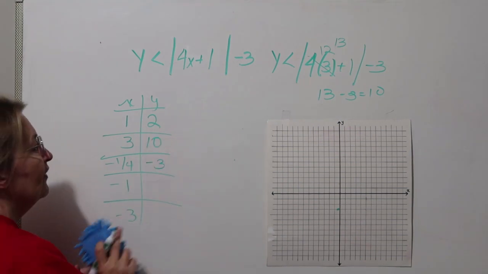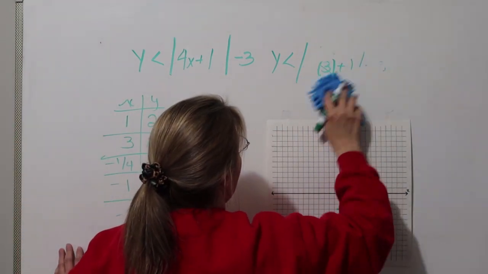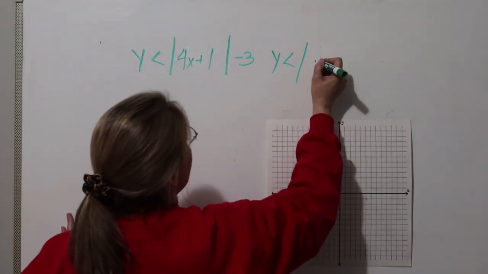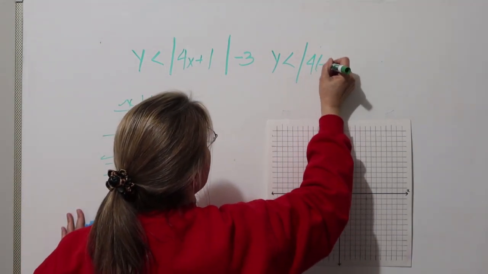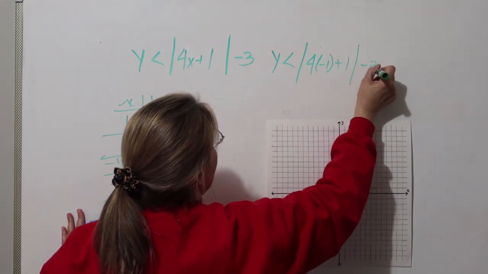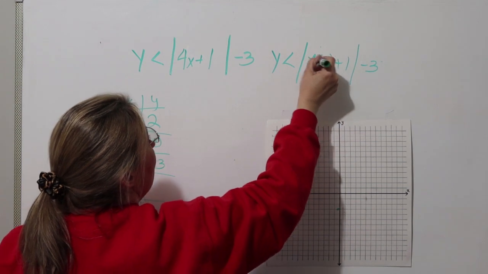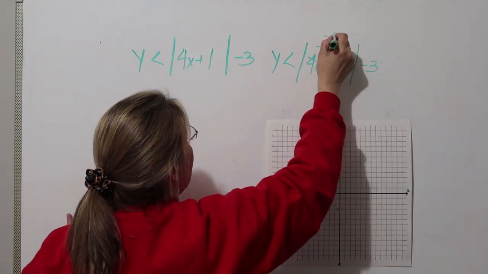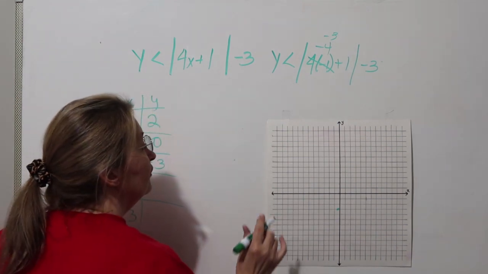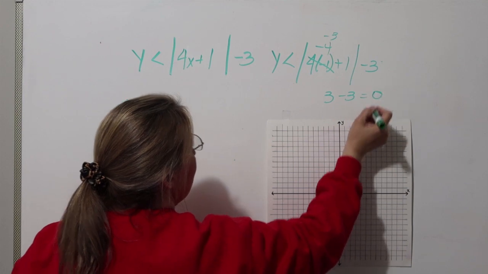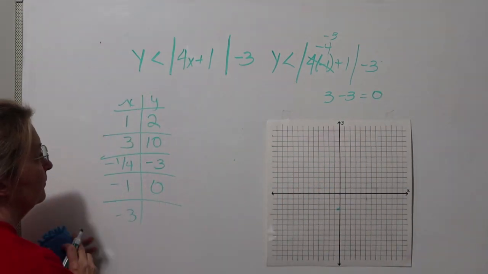Okay? Now let's find the other side of our graph by filling in these other x's. First, a negative 1. So I'm going to have 4 times negative 1 plus 1 minus 3. 4 times negative 1 is negative 4. Negative 4 plus 1 is negative 3. And the absolute value of negative 3 is 3. 3 minus 3 is 0.